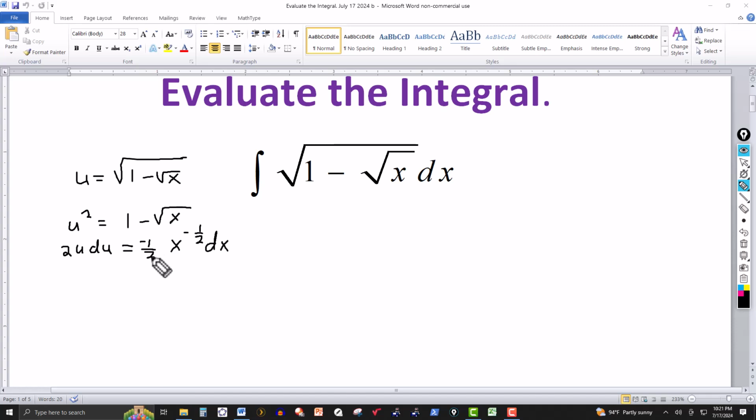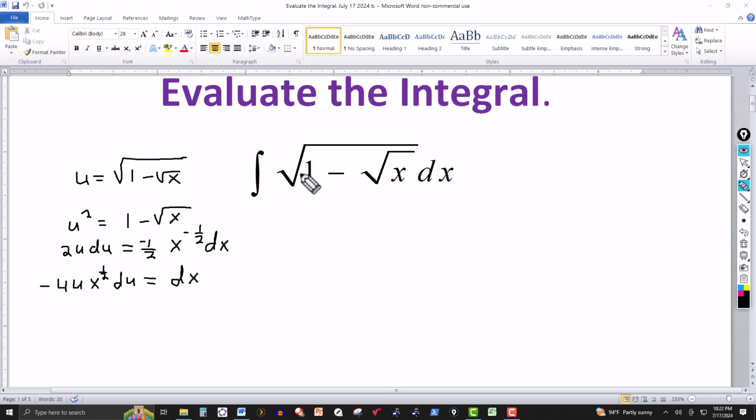So I'm going to multiply both sides by -2. That'll make this a -4 over here. And x to the -1/2 is 1 over x to the 1/2. So I'm going to multiply both sides by x to the 1/2. So it'll get a u here. And I'll have x to the 1/2 right here. And the du. And then all I have on the right side is dx.